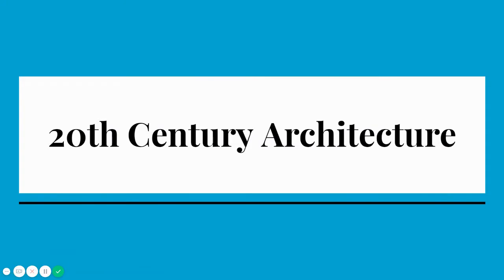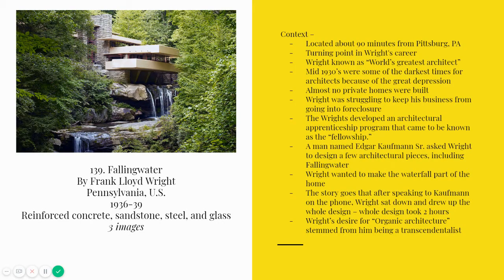Okay, so just focusing on the images that belong to the modern architecture, we're going to start here with image 139. This is called Falling Water by Frank Lloyd Wright. This place is in Pennsylvania. It was constructed between 1936 and 39. And what we have here are reinforced concrete, sandstone, steel, and glass. Okay, there are 3 images with this, and he has included them in the next few slides.